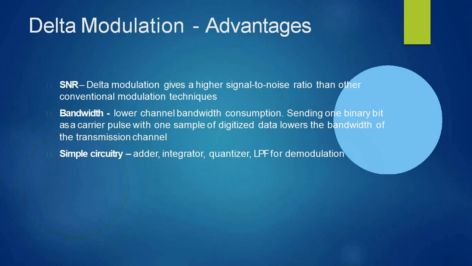Delta modulation advantages: the first advantage of this system is signal to noise ratio. Delta modulation gives a higher signal to noise ratio than other conventional modulation techniques. Next is bandwidth: it has lower channel bandwidth consumption, since sending one binary bit as a carrier pulse for each sample of the digitized data lowers the bandwidth of the transmission channel. And the circuitry is simple: it has an adder, integrator, quantizer, and a low pass filter for the demodulation.